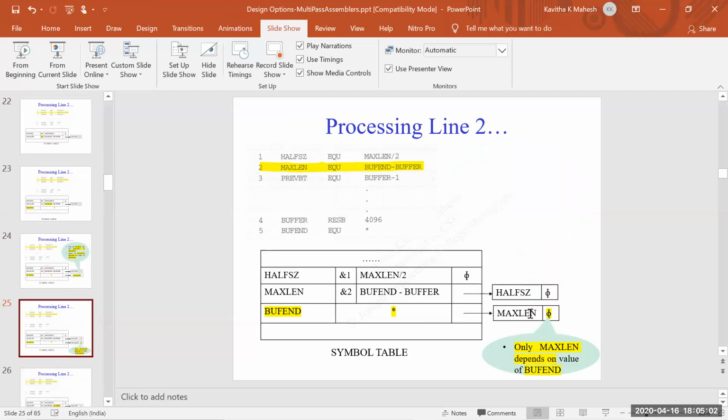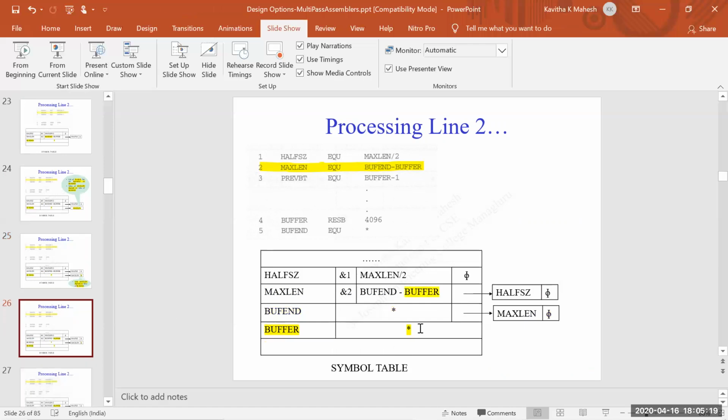Also we have added maxlen to the list of symbols that are dependent on buffen. There are no more symbols that are dependent on buffen, so the list can be terminated here. Next, what do we do? We have to add buffer into the symbol table along with the value star, indicating that the value is unknown, and keep a list of all symbols that are dependent on buffer.